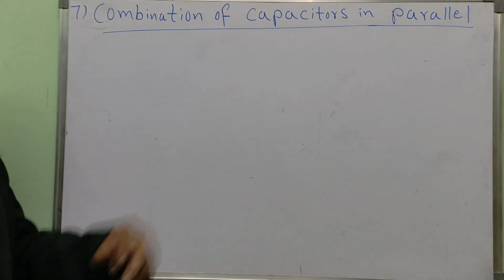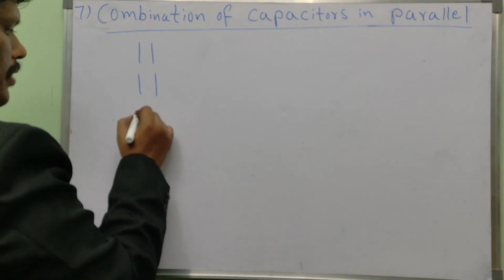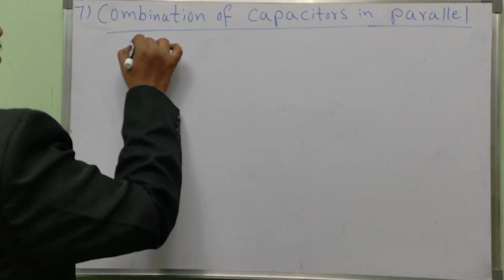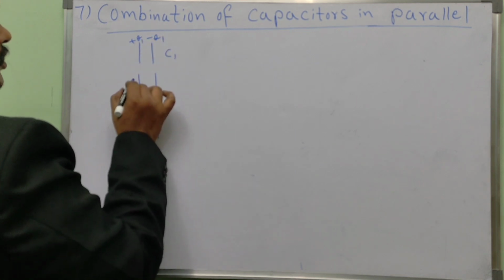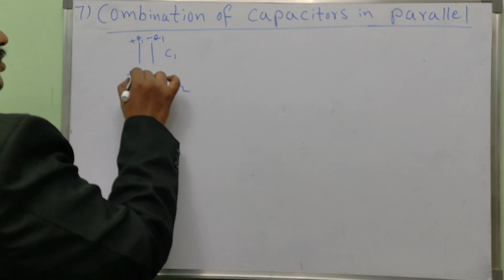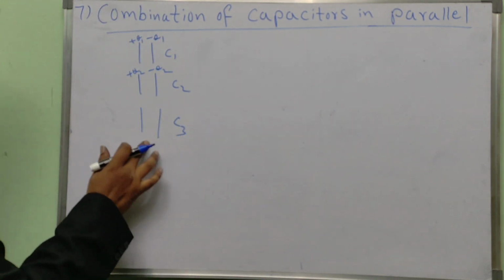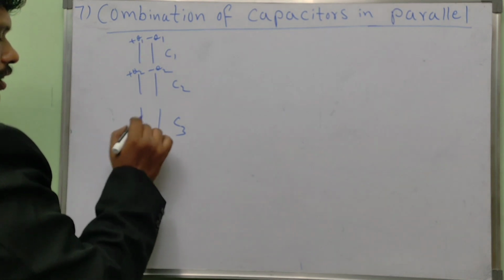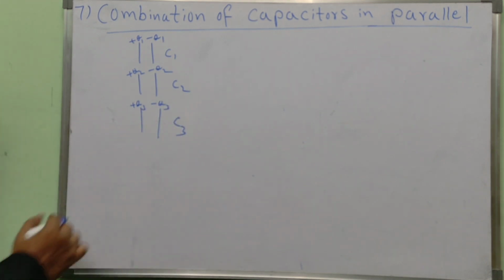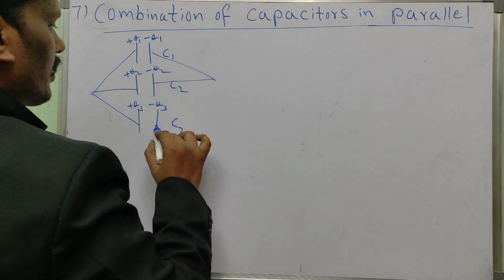Next, seventh derivation, combination of capacitors in parallel. I am going to consider 3 capacitors connected in parallel. These are capacitors C1 with plus Q1 minus Q1, and this is the capacitor C2 with charge Q2, that means plus Q2 minus Q2. And the capacitor C3 consists of charge Q3, that means plus Q3 minus Q3. So all the positive plates are connected at one point, all the negative plates at another point.